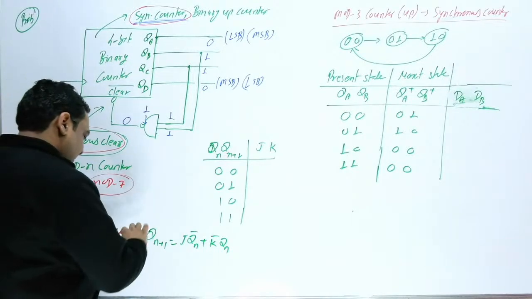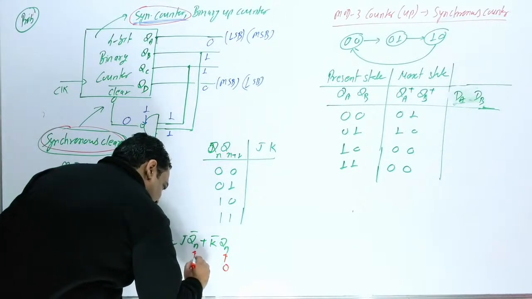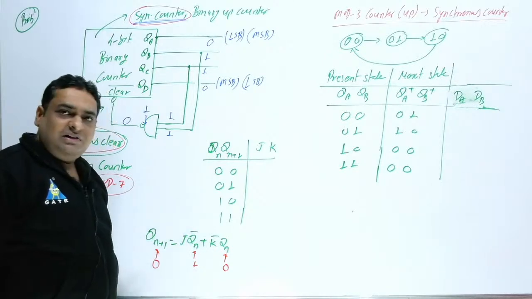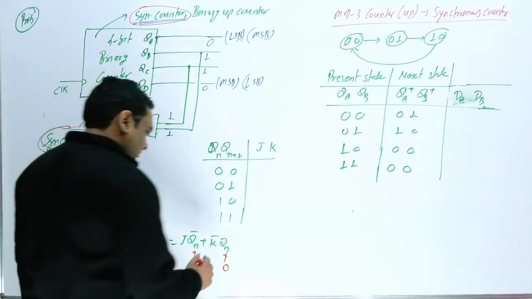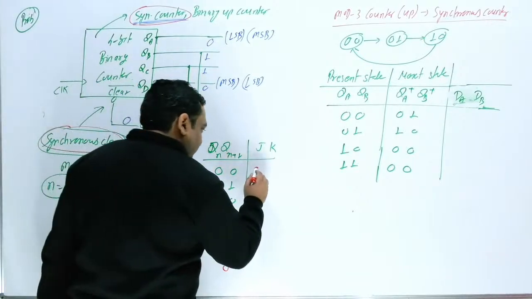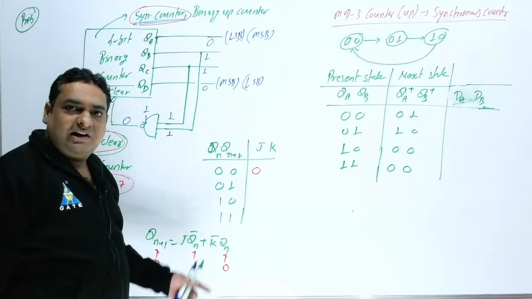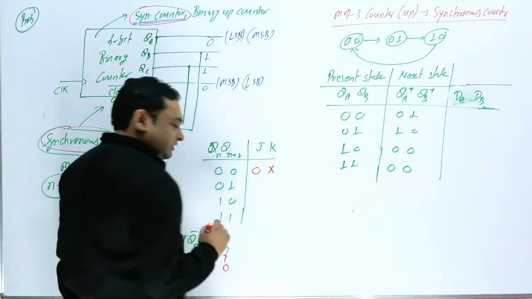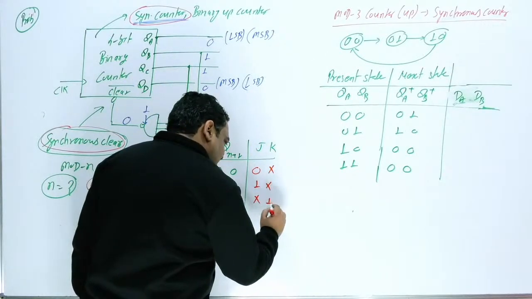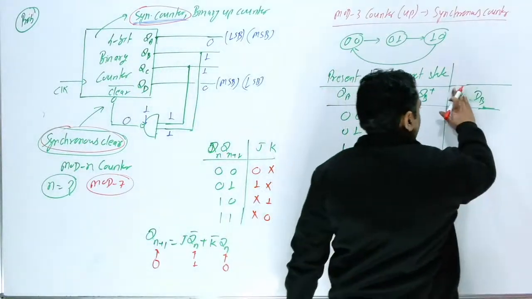If you can see here, Qn plus 1 is 0 and Qn is 0, so Qn bar is 1. For this to be 0, J should be 0. And here Qn is 0, and 0 multiplied by anything is 0, so K bar can be anything, so K can be anything. This is 0x. You should remember this: 0x, 1x, x1, x0. You should remember the excitation table.